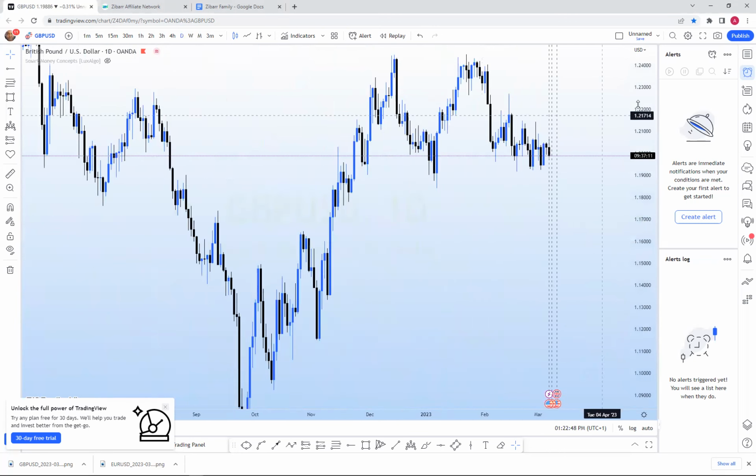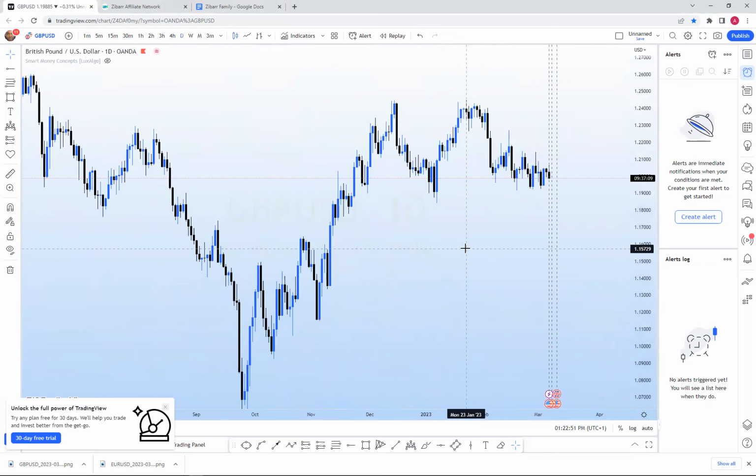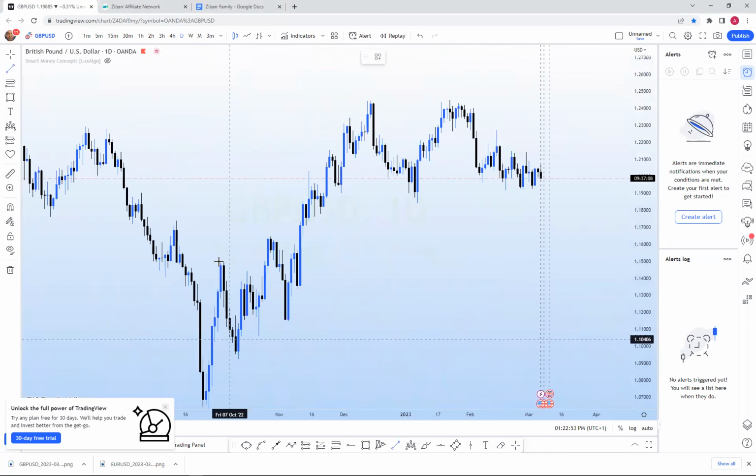On the daily time frame, we can clearly see that the market was moving to the upside, breaking structures to the upside. First of all, we had a shift, a change of character here, and then we had a continual break of structure to the upside. It just continued rallying right up to the point where the market decided to stop going up and then started coming down.